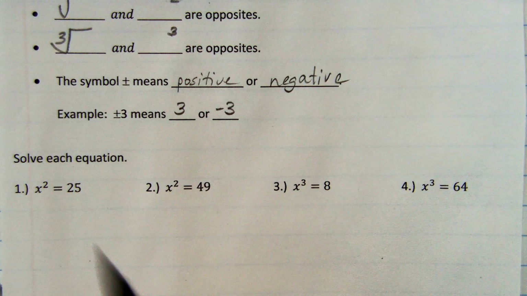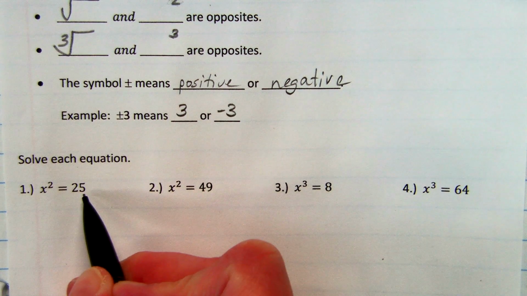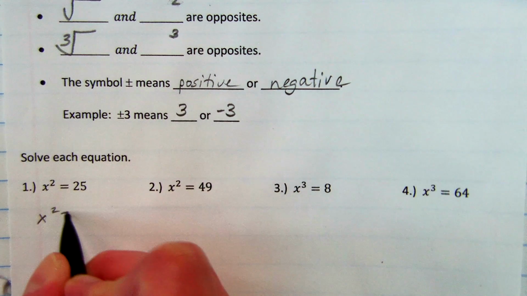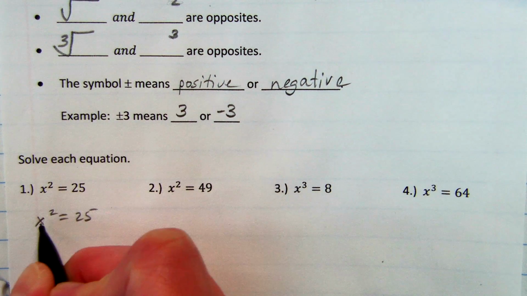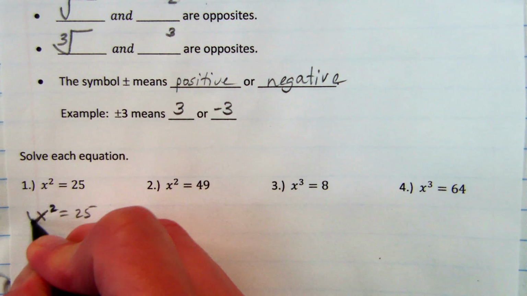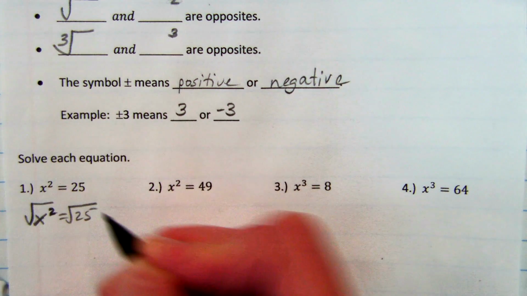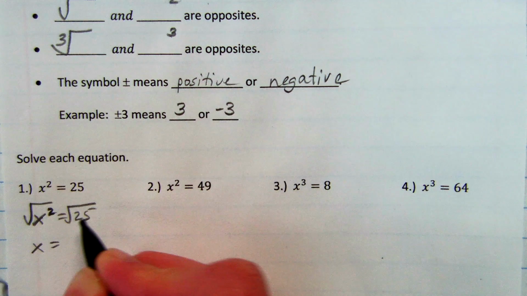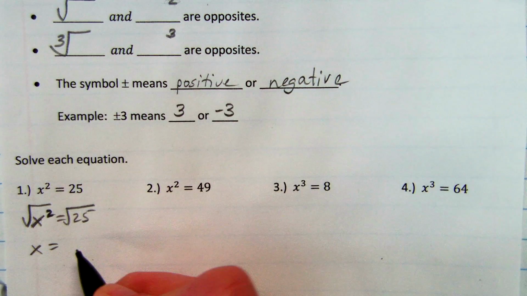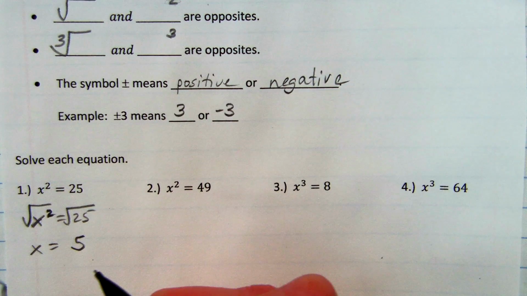All right, so if I have x squared equals 25, what we do to both sides of the equation is we want to get x by itself, so we want to get rid of the squared. The opposite of squared is a square root. So I have to know what the square root of 25 is. What is it? It's 5. Now, I'm going to add a little thing to this.